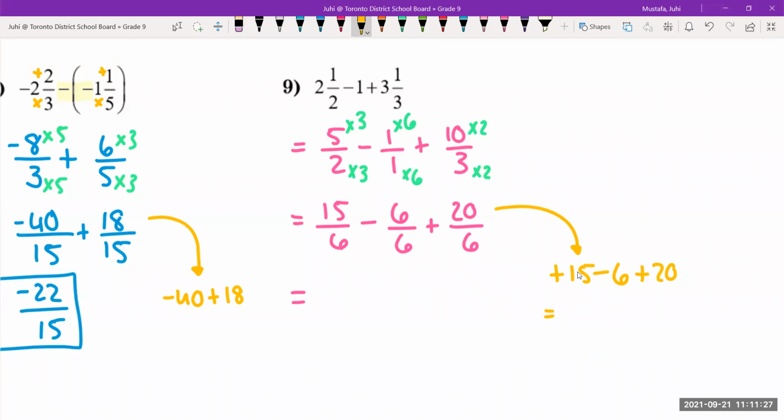I'm just going to do it on the side over here. 15 plus 20 is 35 minus 6, and this will be 29. Okay, so this is sort of like my rough work. My final answer here is going to be 29 over 6. Can I simplify this improper fraction? I can't. So that would be our final answer. Question?